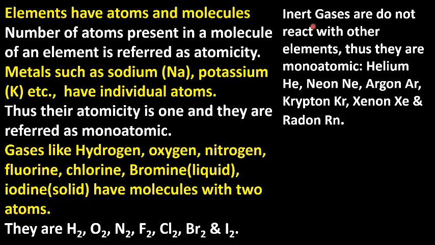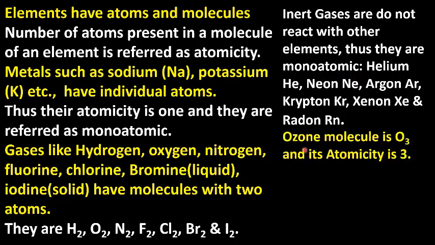Inert gases are helium, neon, argon, krypton, xenon and radon. Inert gases do not react with other elements. That's why they are available as individual atoms. Thus, their atomicity is 1. Therefore, they are referred to as monoatomic.